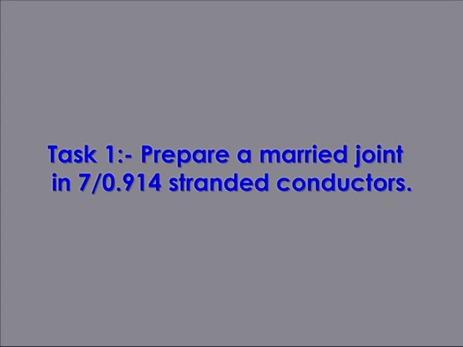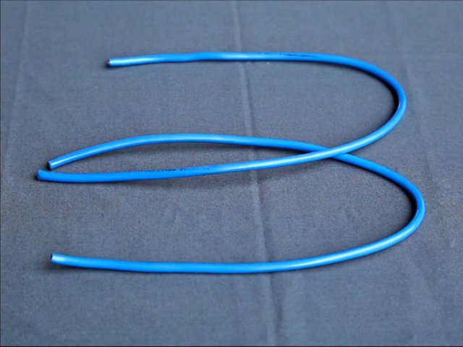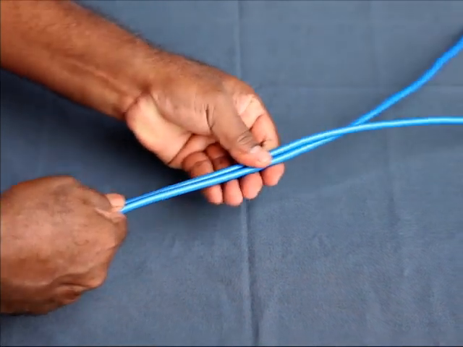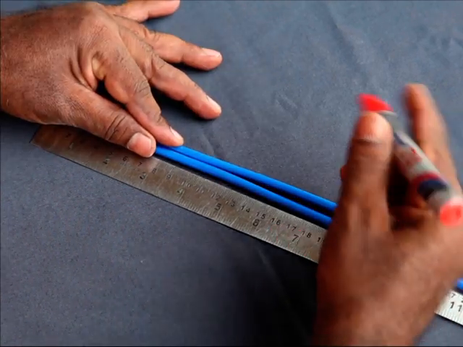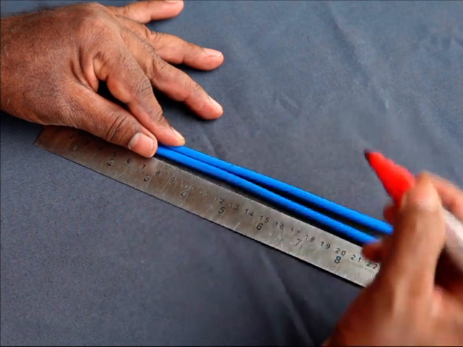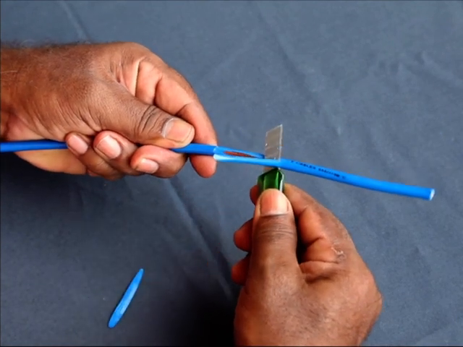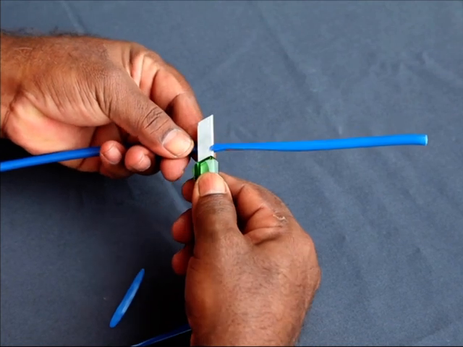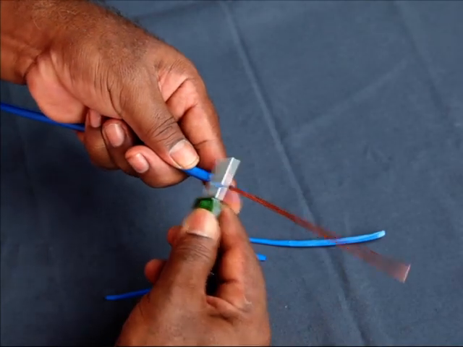Procedure: Task 1. Prepare a married joint in 7 by 0.914 stranded conductors. 1. Collect 2 pieces of PVC insulated copper cable 7 by 0.914 of length 0.5 meters. 2. Mark both cables at 120 millimeters from the cable ends. 3. Remove the insulation for 120 millimeters on both the cables. Care should be taken while removing the insulation. Do not nick or shave the conductor.